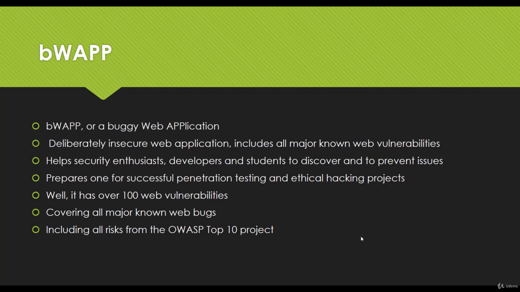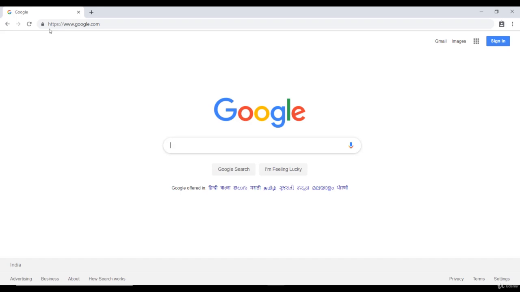In this tutorial, we will learn how we can set up the bWAPP testing environment. So for that, first you need to go to Google Chrome. Over here, you need to type bWAPP.